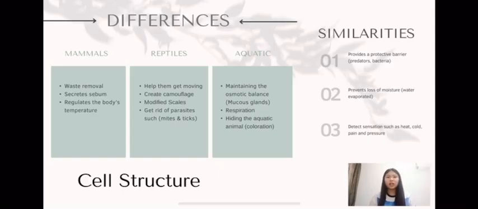The skin cell functions. For the mammal skin, the functions different from the other two animals are waste removal, because the toxins are released through the sweat glands in the skin. Next is secreting sebum, which is a mixture of oil that keeps the skin soft and supple, and regulating the body temperature by sweating, shivering, or getting goosebumps.